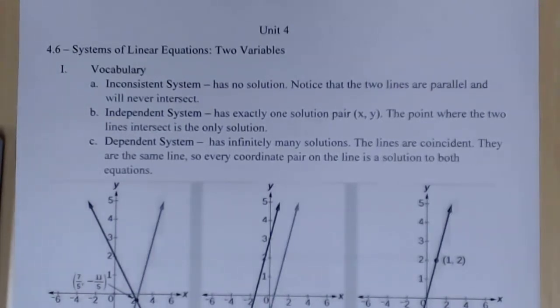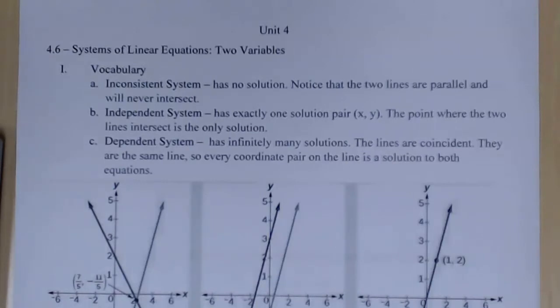So before we get going, let's talk vocabulary. There are three types of systems that you might encounter in terms of answers. The first one is an inconsistent system. It has no solution. Notice the two lines are parallel and will never intersect.